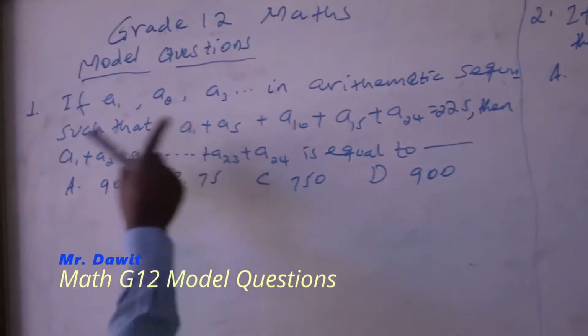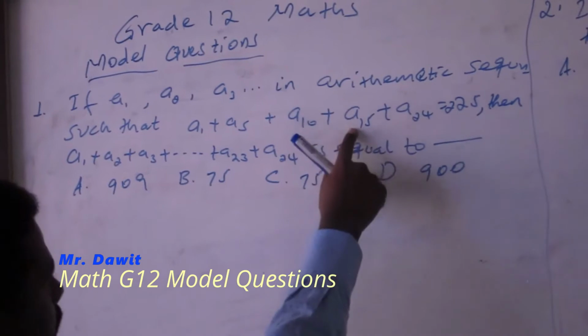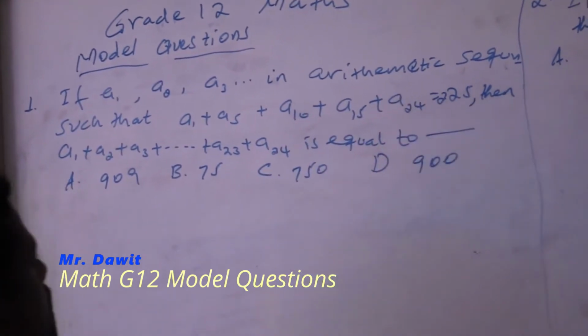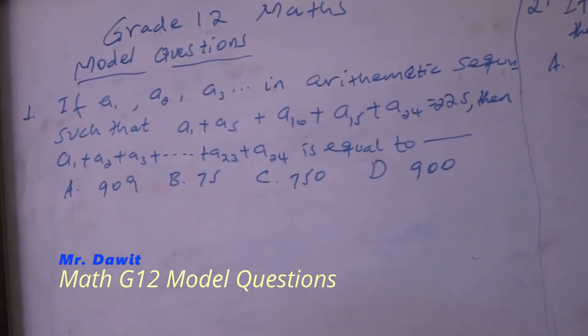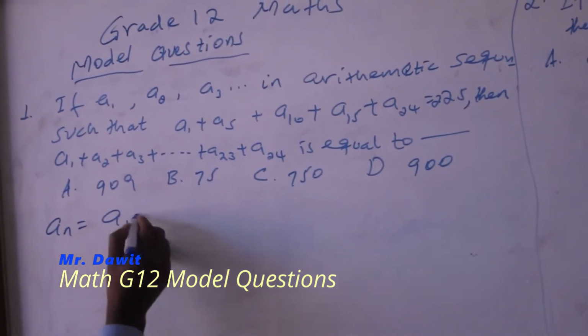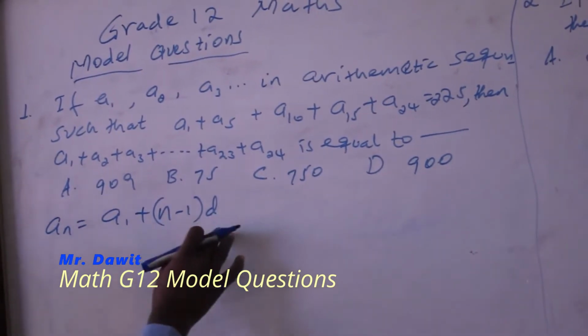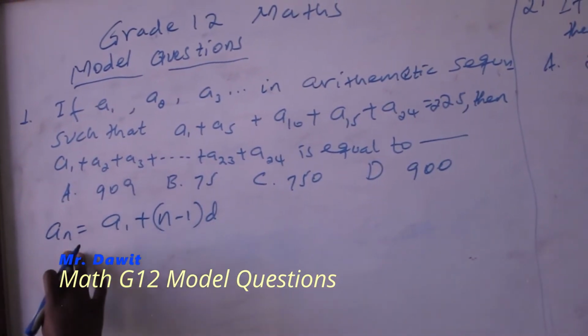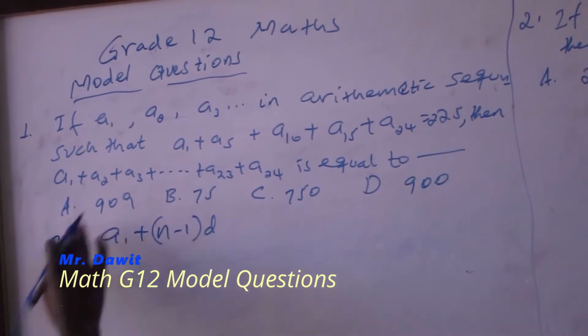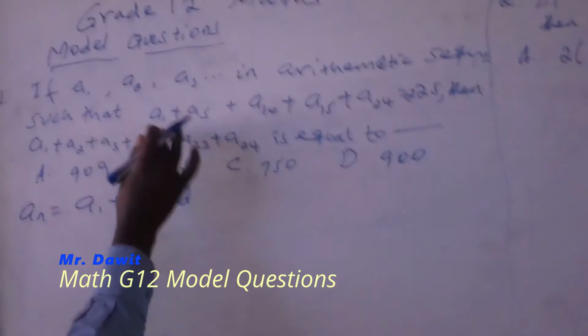To do this, first we have to find the relationship or formula related to A1 plus A5 plus A10 plus A15 plus A24, which is 225. We know that An is equal to A1 plus n minus 1 times D, where D is the common difference and n is the nth term of an arithmetic sequence.